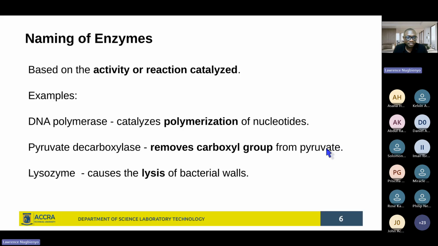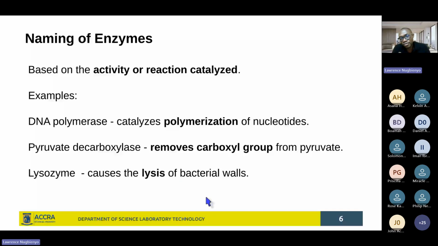Then we have the third one. This one, the ending is zyme, just like the name enzyme. It's lysozyme, and it's also based on the process lysis, which is the breakdown. Breakdown of what? Bacterial walls. So lysozyme is involved in the breakdown of bacterial walls. All right.